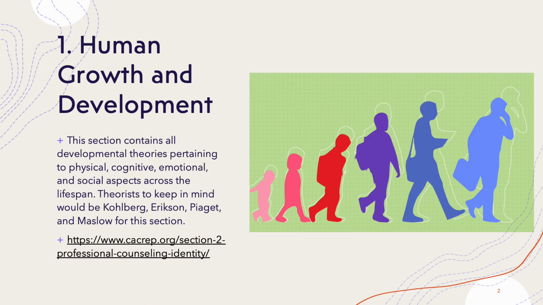The first section would be human growth and development. This section contains all developmental theories pertaining to physical, cognitive, emotional, and social aspects across the lifespan. Theories to keep in mind would be Kohlberg, Erikson, Piaget, and Maslow for this section.